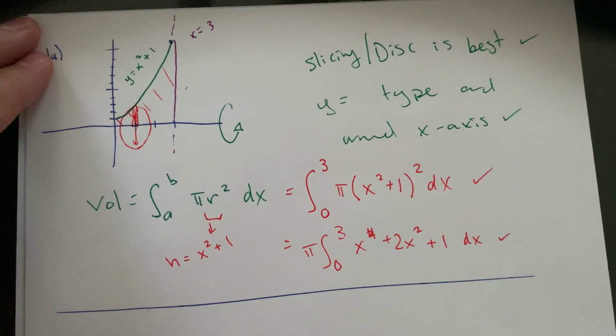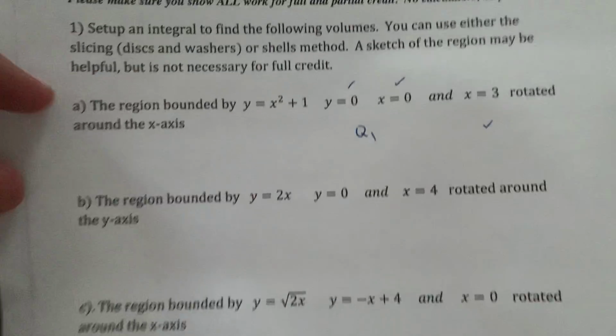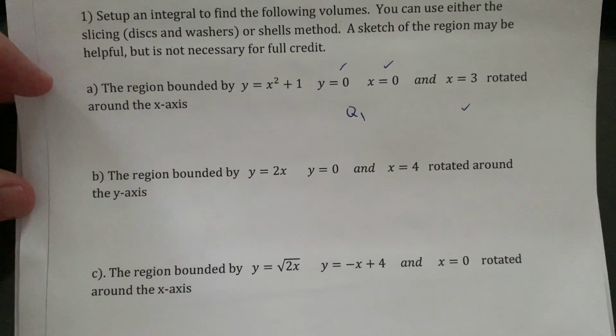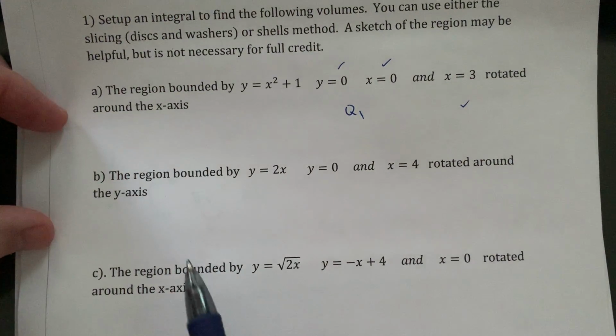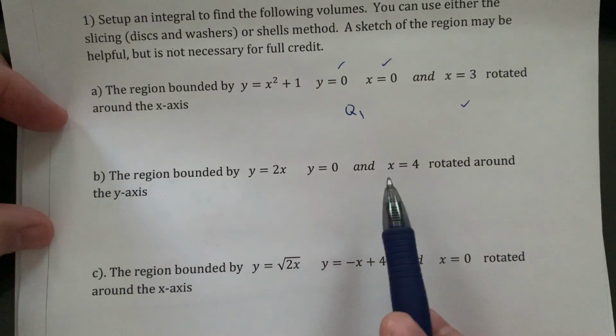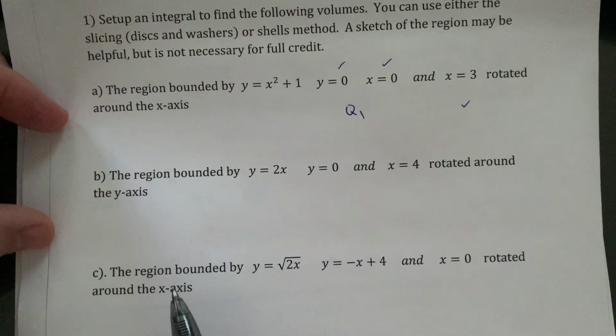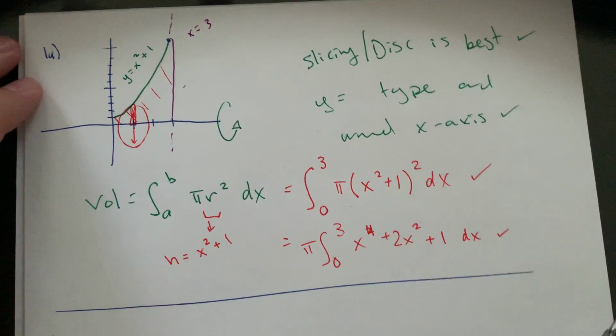So I'll leave it up to you. However much you want to do is fine with me. So that was 1A. 1B, just keep this going. The region bounded by y equals 2x, y equals 0, and x equals 4, rotated around the y-axis now instead. So let's do another sketch.